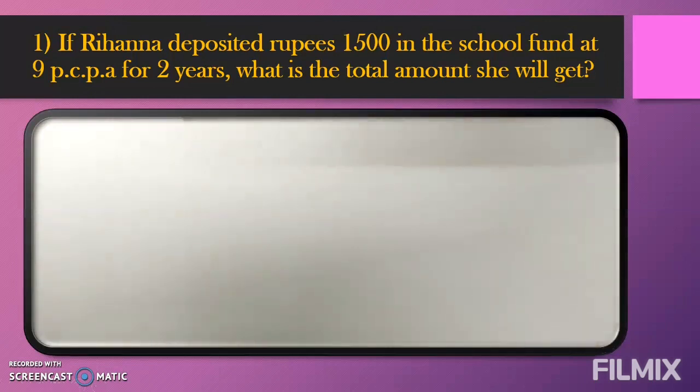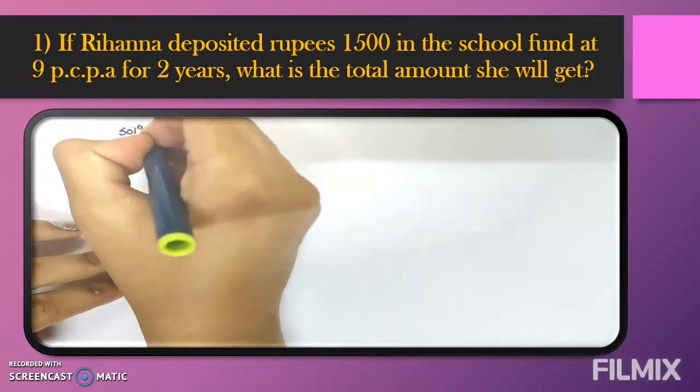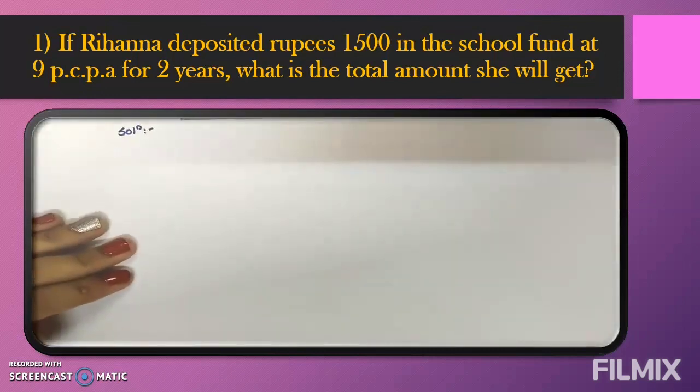Question number 1. If Rihanna deposited rupees 1500 in the school fund at 9 PCPA for 2 years, what is the total amount she will get? Now in solution, first we will write whatever given things we have. Now what given things we have? Just read the question. If Rihanna deposited rupees 1500.